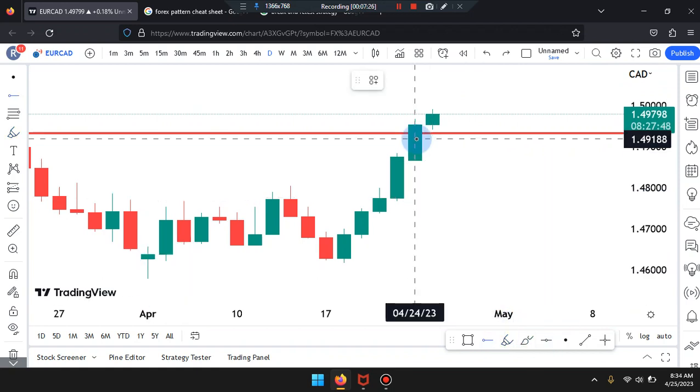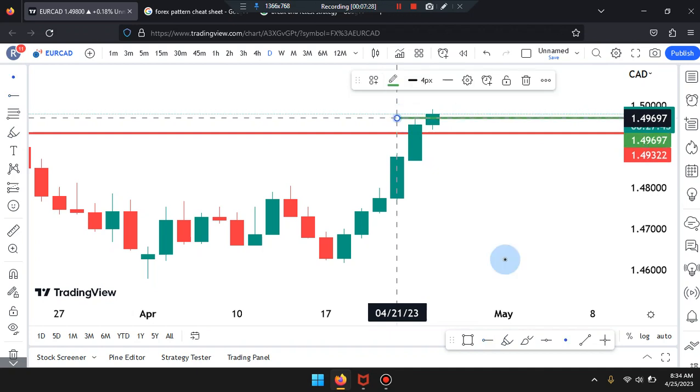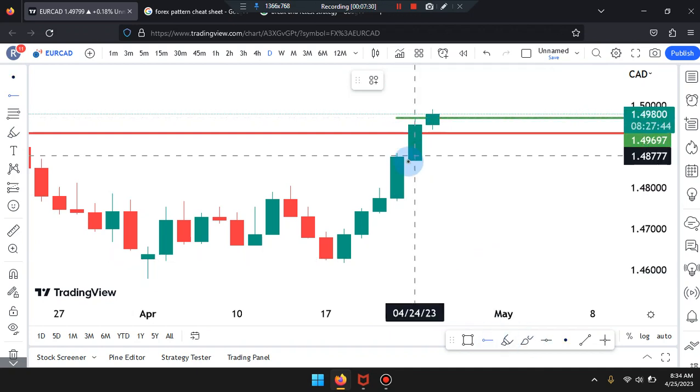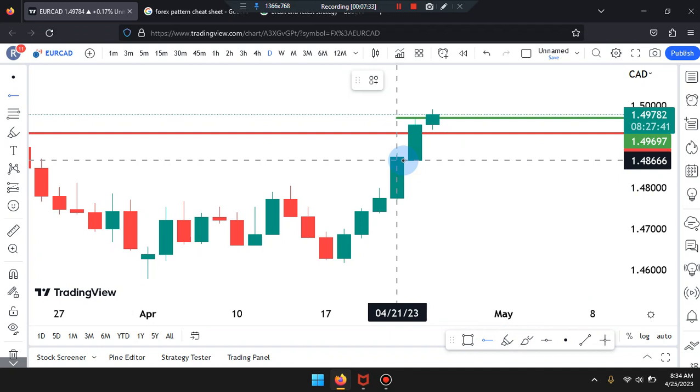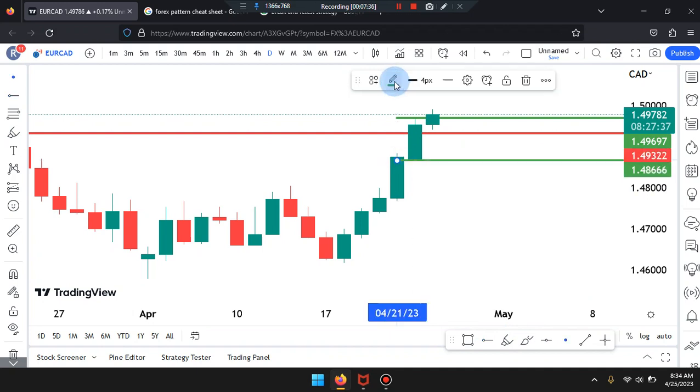Heading over to the second last candle, grabbing the top of that wick of that candle, which would be the wick, grabbing the second to last candle of the market, grabbing that body.